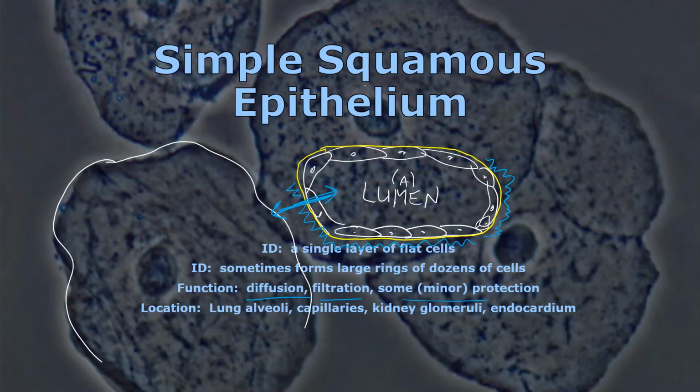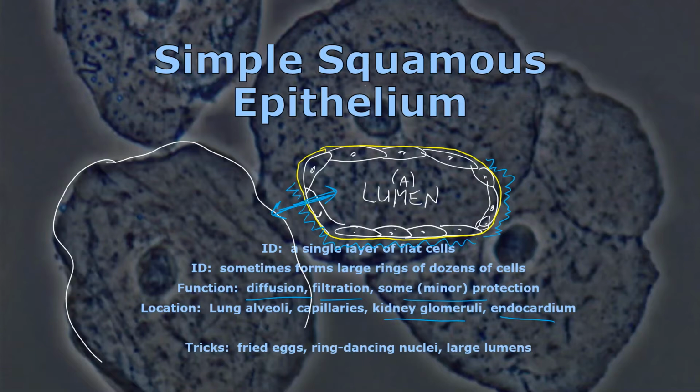Location: the lung sacs, the air sacs of the lungs called alveoli. Capillaries, which are the tiniest little blood vessels. It turns out the tiniest little blood vessels are made solely of simple squamous epithelium and some connective tissue under its basement. Kidney tubules, kidney filters called glomeruli, and the smooth inner lining of the heart called the endocardium.